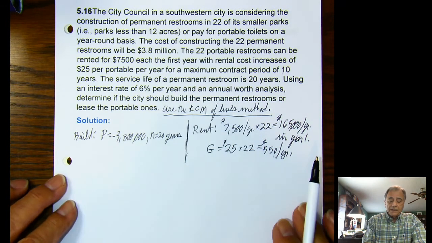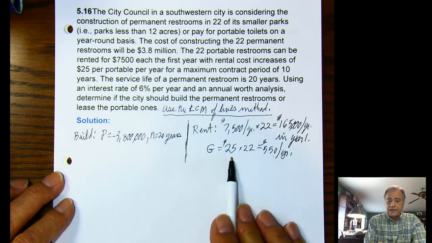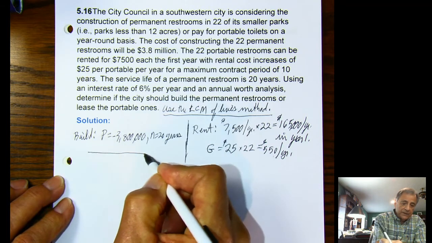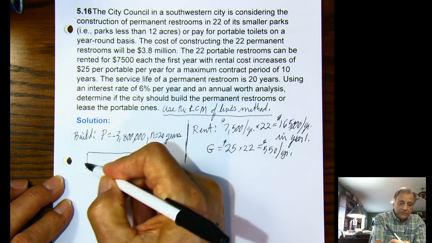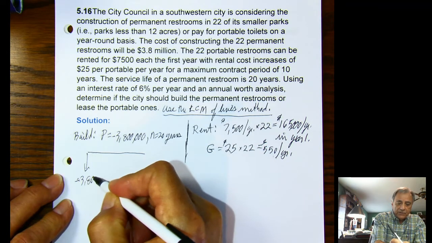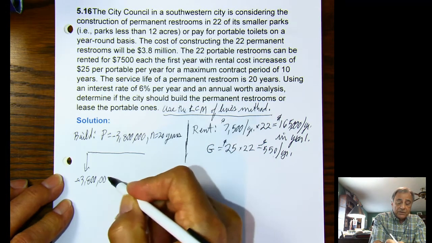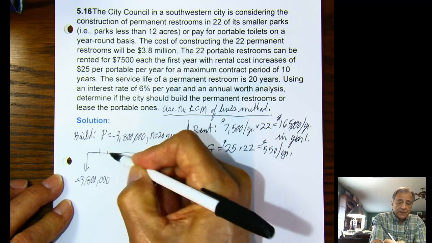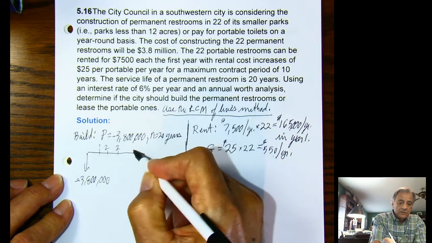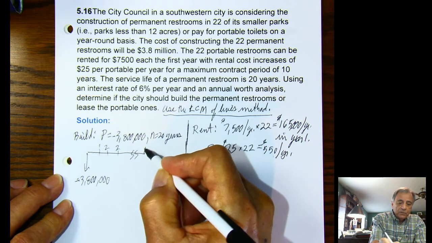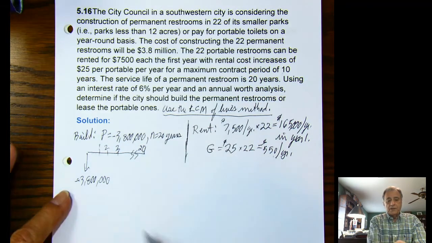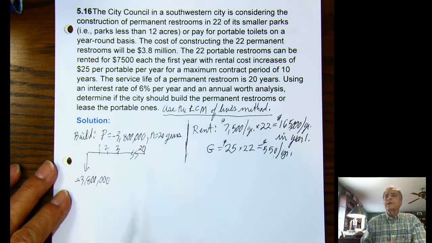So basically, if we draw a cash flow diagram of this, we're going to have minus $3.8 million, 3,800,000, and that's going to cover us for the entire 20-year period. That's it. This is the only cash flow that works for 20 years.